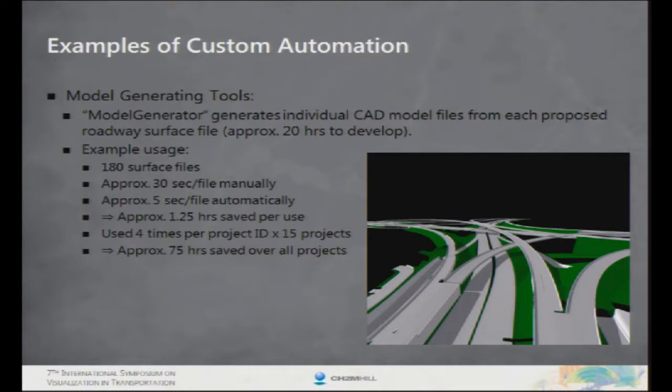An example of this usage: for one of the projects in the Zoo Interchange program that I'm working on, there are approximately 180 surface files being designed by 4 teams, each representing a leg of the interchange. There are about half a dozen to a dozen different designers maintaining those files. Manually, it takes about 30 seconds a file to generate each of these. It's very quick. But over 180 files, when this is brought down to 5 seconds automatically, at one shot there's about an hour and a quarter saved per use, 4 times used by project ID over 15 projects, and we've got 2 weeks worth of time saved on this one task.